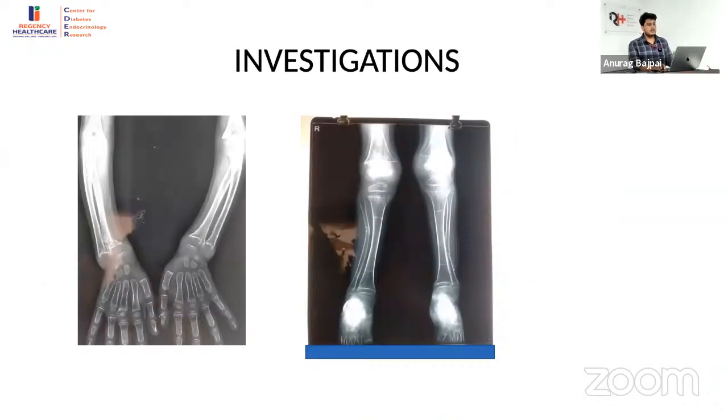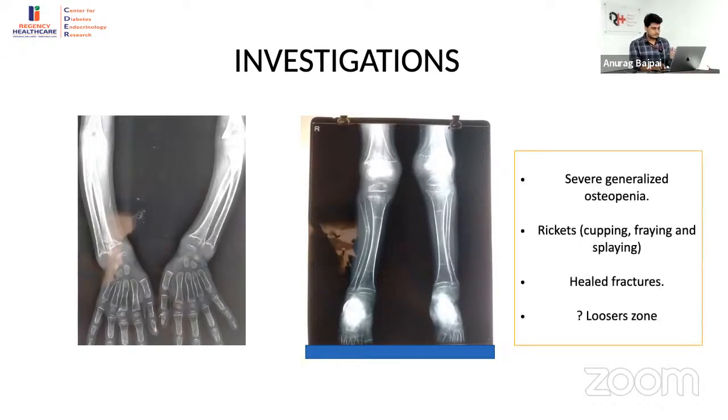The first investigation, which was present along with the patient, showed severe generalized osteopenia along with classical features of rickets, healed fractures, and probably Looser zones. Sir, this is a very characteristic X-ray. What you see is that the cortex is very, very thin, just like a pencil-thin cortex.